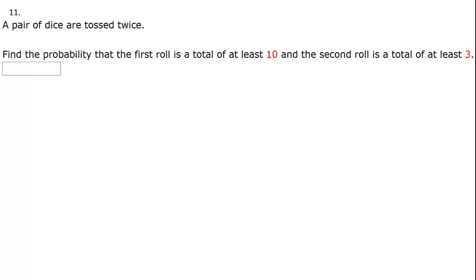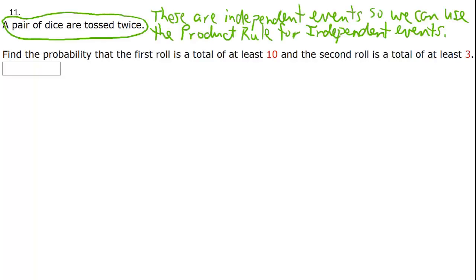Number 11, a pair of dice are rolled twice or tossed twice. Find the probability that the first roll is a total of at least 10 and the second roll is a total of at least 3. Always, when you're doing these pair of dice problems, remember that you're going to be drawing your rectangular sample space, but also in this case, when you're rolling dice, one toss is separate from the other toss.